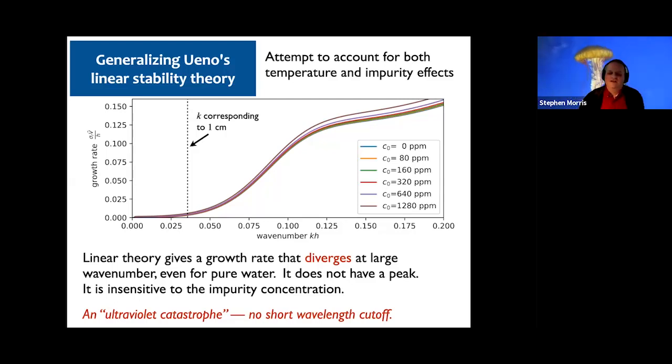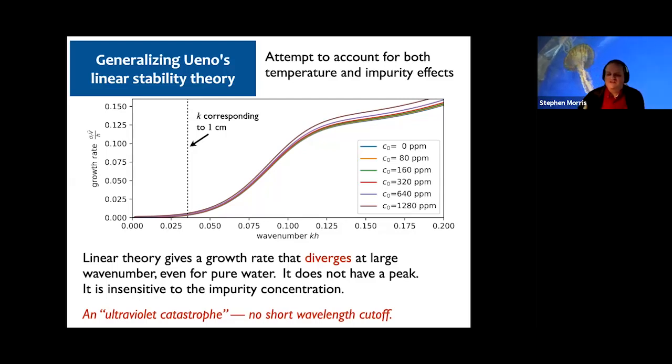We see, in fact, that the eigenvalue diverges at large K. So this is a kind of ultraviolet catastrophe. There's no short wavelength cutoff. Infinitely small ripples grow infinitely fast. And it isn't even very dependent on the concentration.